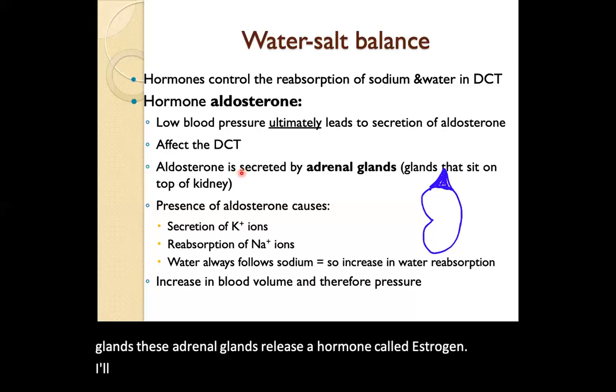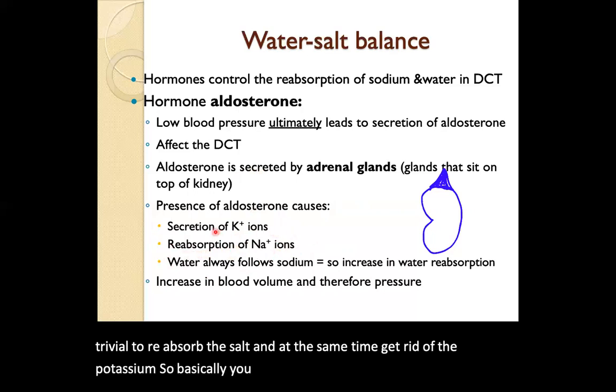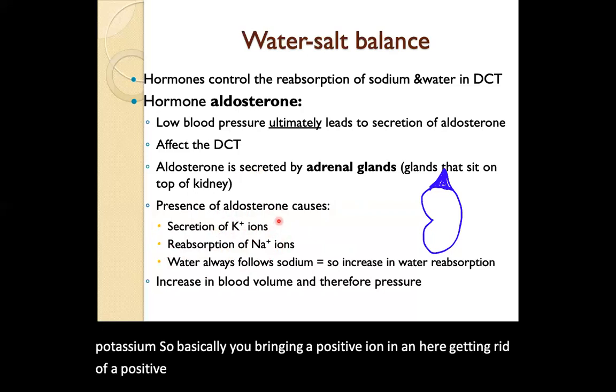Aldosterone is going to cause your body, or more specifically your renal tubule, to reabsorb the salt and at the same time get rid of the potassium. So basically you're bringing a positive ion in and you're getting rid of a positive ion. It's kind of give and take.